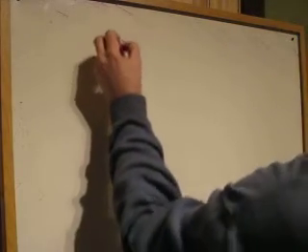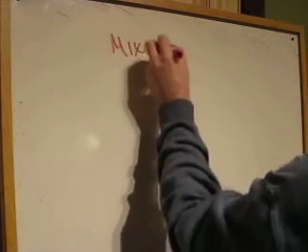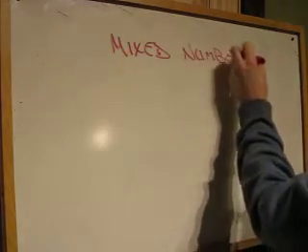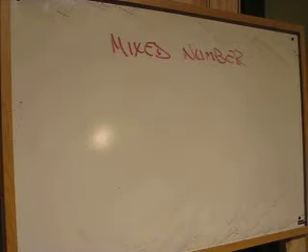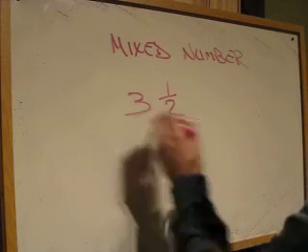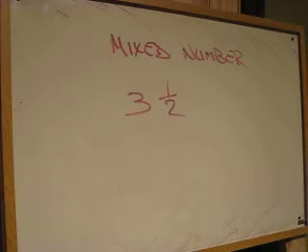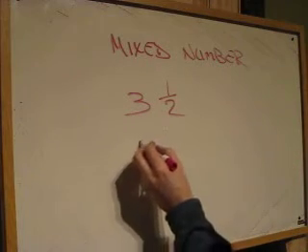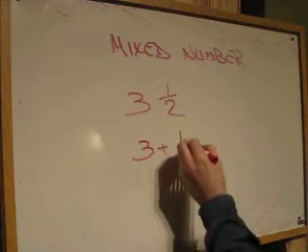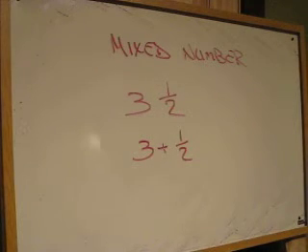The first bit of information is what is called a mixed number. A mixed number is a combination of a fraction and a whole number. So a mixed number would be 3 1/2. One of the things that's necessary to understand about this is that it actually means 3 plus 1/2. It does not mean 3 times 1/2.